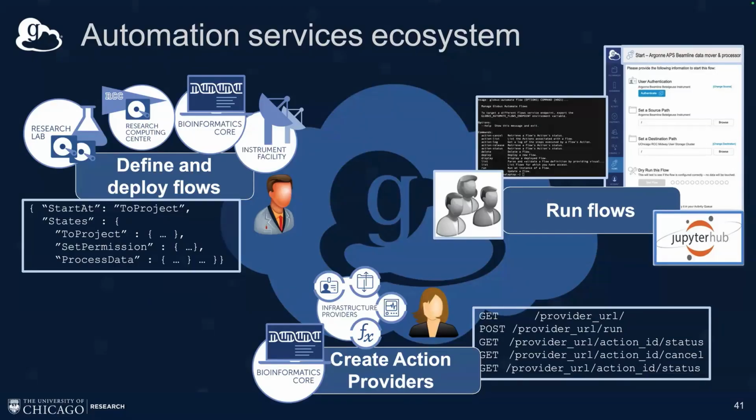Or it could be done by people who, for example, own an instrument facility. Maybe they say, in order to complete a scan in our instrument, and get the data off and get it to permanent storage on campus, here's the flow that you need to run in order to do that. So the facility could define a flow that is the sequence of steps that have to happen in order to get the data out of their facility and onto wherever it needs to be used. Or it could be the research computing center defines a flow.